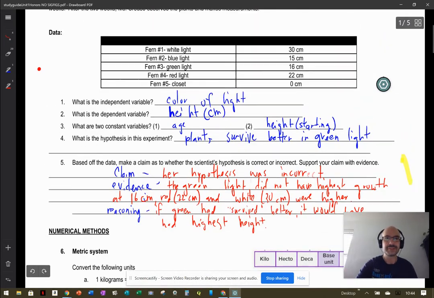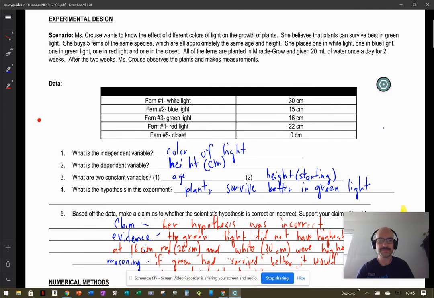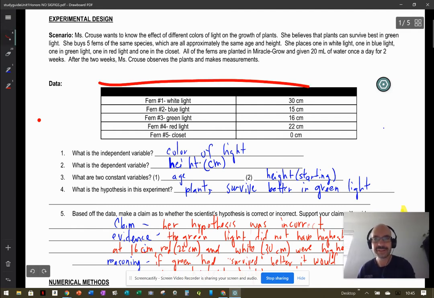So if we start at the very beginning, we had an experimental setup where this girl wanted to see which light would make them grow better, and her hypothesis was that green light would make the plants grow better. And then we have our data down on this data table right here, and that's what we need to go off of.